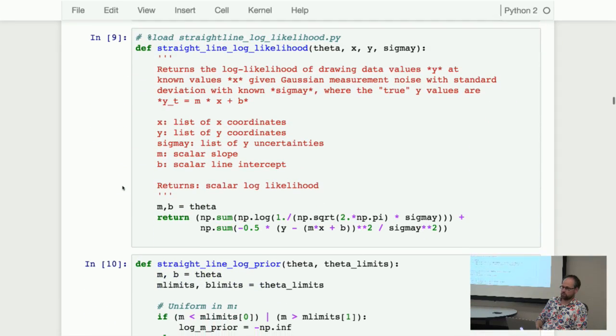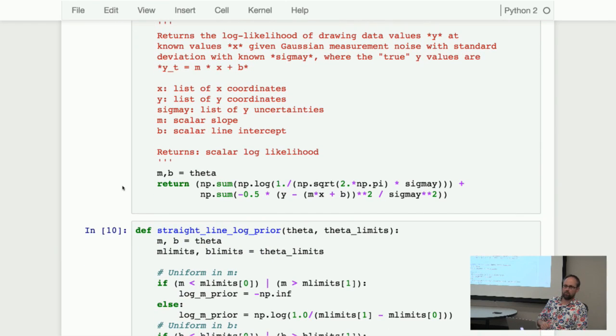If you load in this one from straight line log likelihood pi, you see it's being done with numpy, and we're taking the logs analytically. You see in the return statement there's a sum over log terms, instead of a product of terms that we then take the log of. So you need to load this one in, and then I think it should work.